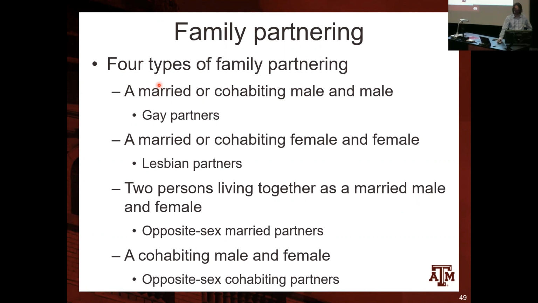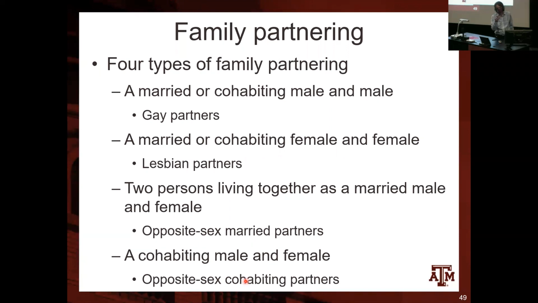And how the partners in the family are, what are the members of the couple. One type of family partnering is when we have a married or cohabiting male and male. So those are gay partners. A married or cohabiting female and female, lesbian partners. Two persons living together as married male and female, so they are opposite sex, married partners. And then a 4th type, a cohabiting male and female, opposite sex, cohabiting partners.